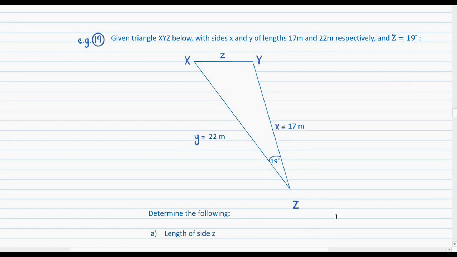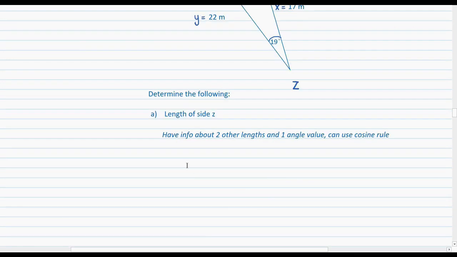So a key part of answering such questions is noting what information you have available. In this case, we have information about 2 other lengths besides the one we need to determine, and we have the value of one angle. Based on this, we can use the cosine rule to determine the third length.